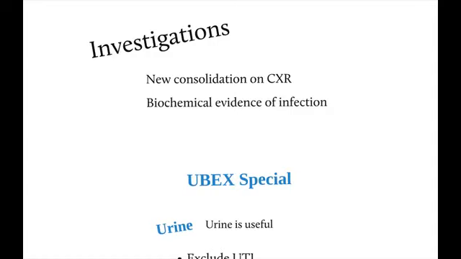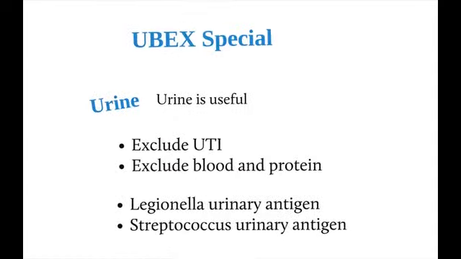U-B-C-X-Specials is a mnemonic for going through investigations. Urine is useful, and you can use it to do various antigen tests like Legionella antigen. Also, you want to check on the urine dipstick that they don't have any blood or protein that may suggest diseases like vasculitis, where you also get renal and pulmonary disease. So it's important to look for that as well. You can also do urine antigen for Streptococcus.